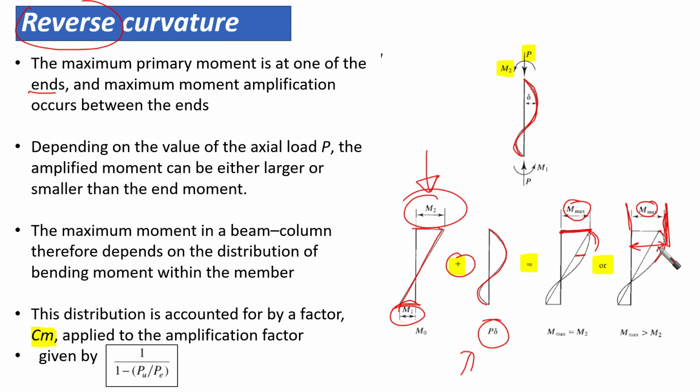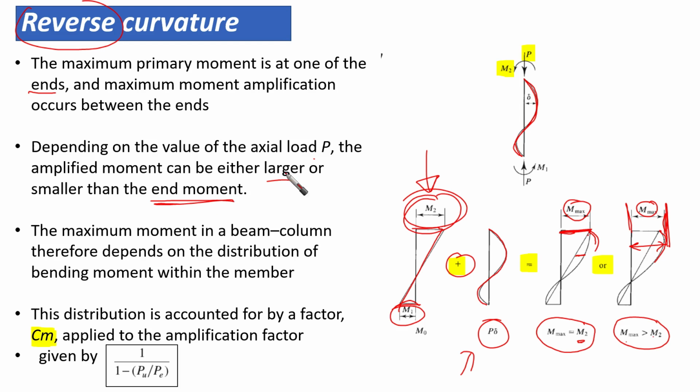So it is different. The maximum moment is going to be here. It depends on whether the maximum moment will be at the end, M maximum equal to M2, or M maximum is larger than M2, where M2 is the end moment here. So it depends, right? Depending on the value of the axial load P, the amplified moment can be either larger or smaller than the end moment.